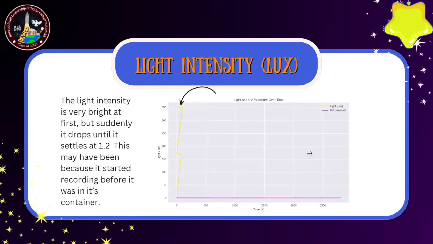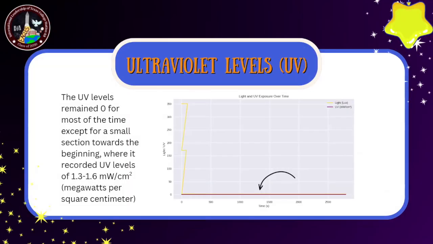And for light intensity, I saw that at the beginning, the light intensity was very bright. Then it suddenly dropped to about 1.2, and this is probably because before we recorded data, it was in its container and it went darker. And for ultraviolet levels, it mainly stayed at 0 for the entire time, except for a small section around the beginning, where it had UV levels of 1.3 to 1.6 megawatts per square centimeter.